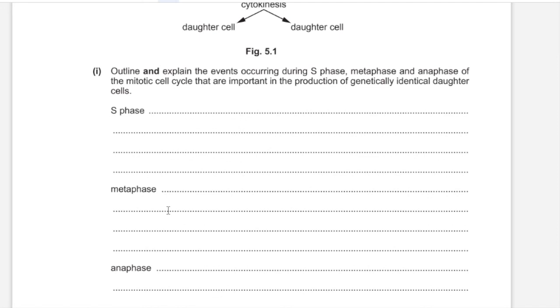Outline and explain the events occurring during S phase, metaphase, and anaphase of the mitotic cell cycle that are important in the production of genetically identical daughter cells. Genetically identical cells require identical sets of chromosomes, and so in your answer, you need to state how all of the steps shown in the question ensure that does happen. And so S phase is the semi-conservative DNA replication phase, where genetically identical sets of chromosomes are produced.